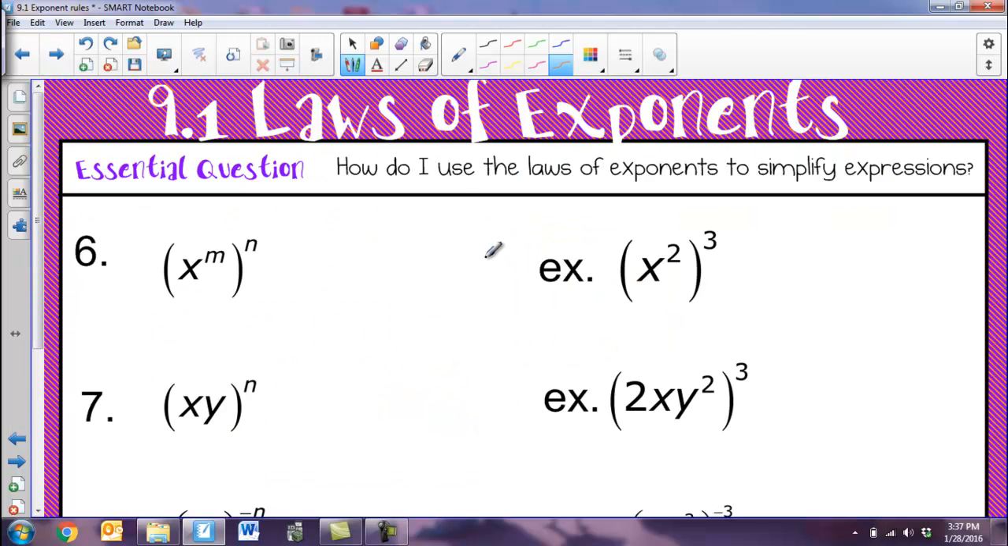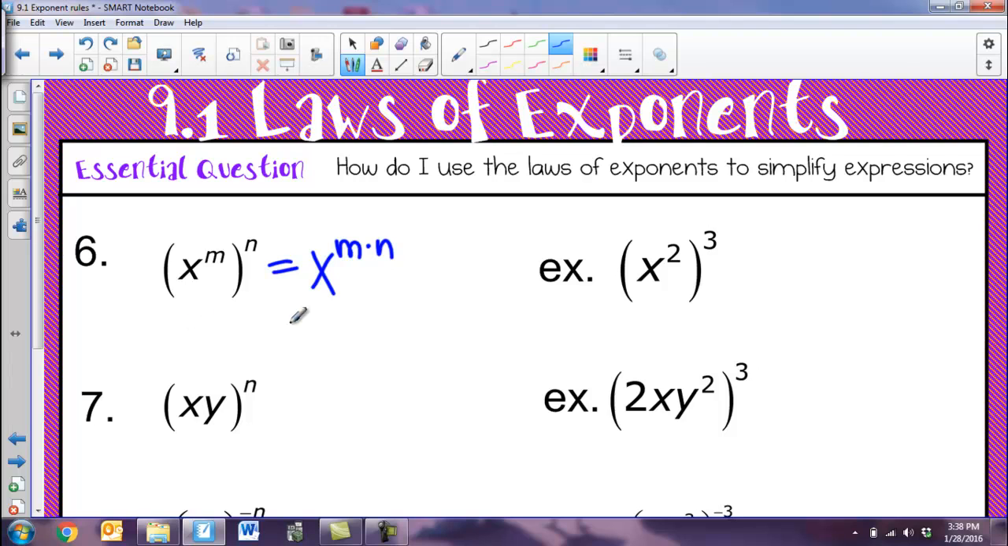Now we have some that deal with powers. Right here, when I have anything with a power raised to a power, you are going to multiply your exponents. And what that reminds me of is I have 2 letters next to each other with no symbol in between, so it kind of looks like multiplication. So you're going to do x to the m times n.